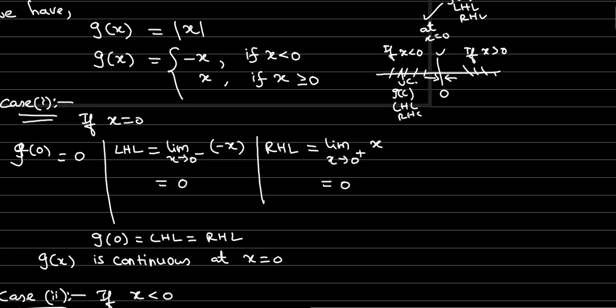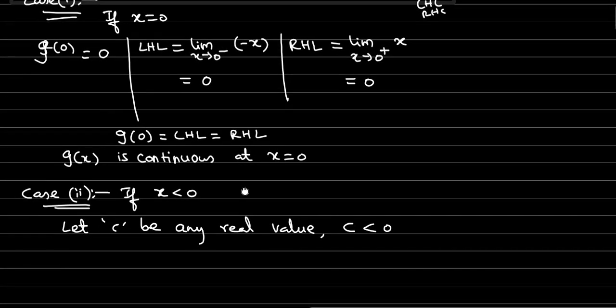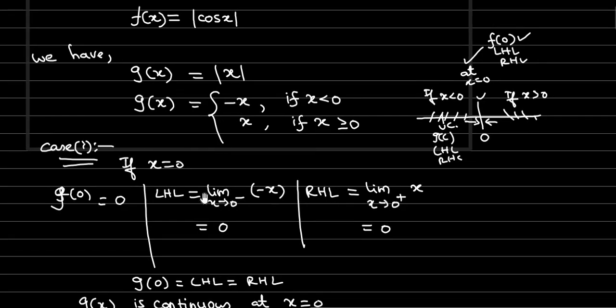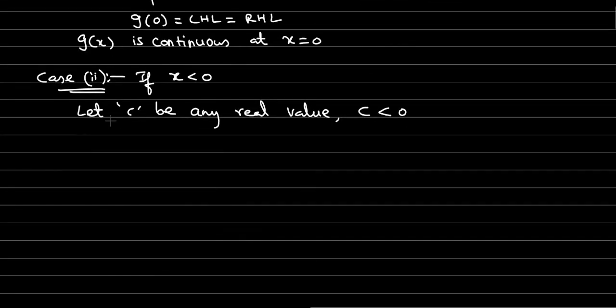Now g of c. So what is the condition? c is less than 0. What is the suitable function here? Minus x. So g of c will be minus c. Now left hand limit and right hand limit.